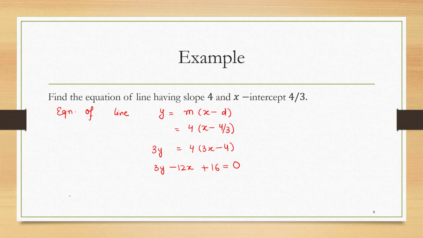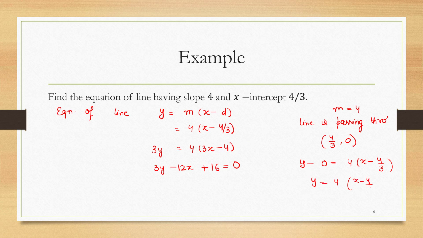We can again find this equation with the help of whatever we have done earlier, by taking slope equal to 4, and since the x-intercept is 4 by 3, that means this line is passing through the point (4 by 3, 0), since it is the x-intercept so the y coordinate will be 0. And we can apply the slope point form, that is, y minus y1 is equal to m into (x minus x1). See, we have reached the same point: y is equal to 4 times (x minus 4 by 3). So we can choose any way to do this question.